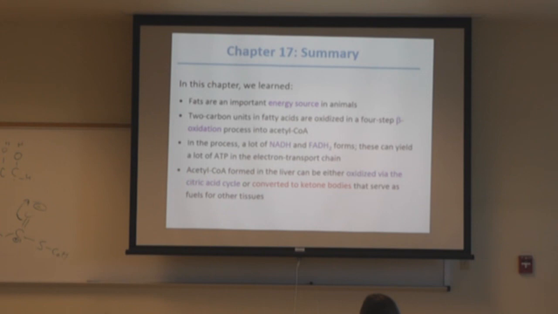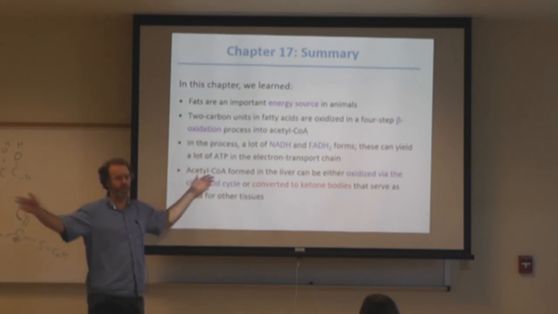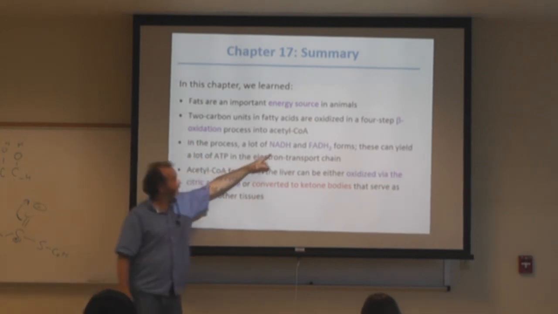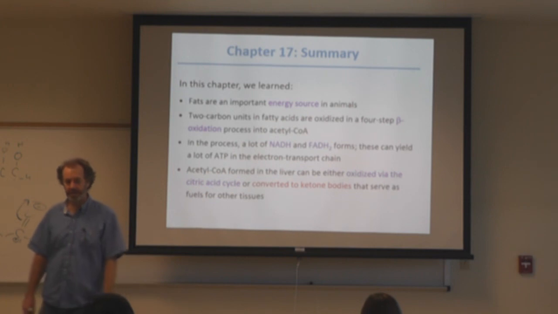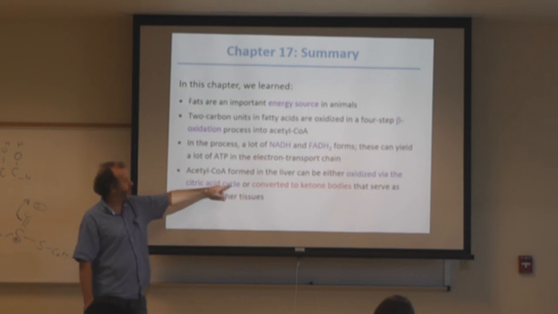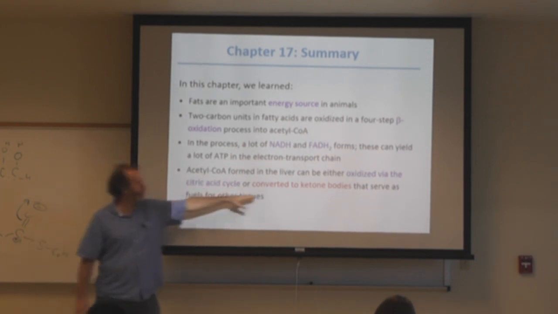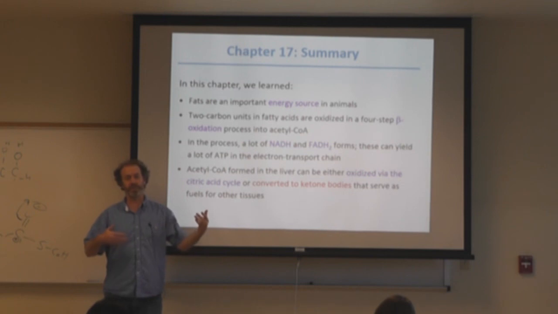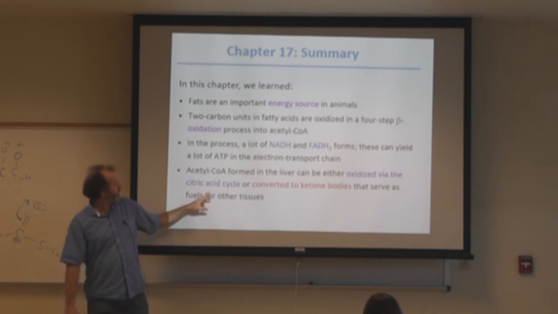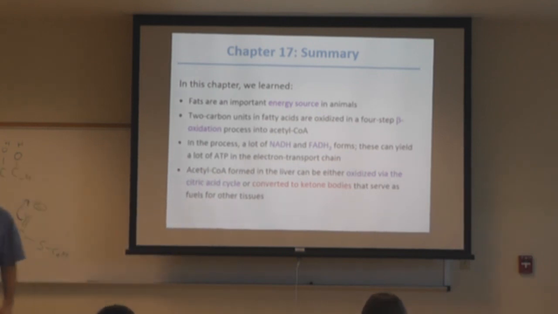So that's the end of chapter 17. Fats are an important energy source for animals. You remember, beta oxidation converts the long chain fats to 2 carbon units and produces a lot of NADH and FADH2 because fats are so reduced to begin with. Acetyl-CoA formed in the liver can then be oxidized via the citric acid cycle or converted to ketone bodies, and that's going to occur based on whether you have lower than normal blood sugar, right? And it'll serve as fuels for other tissues. And that's it for today, I guess.